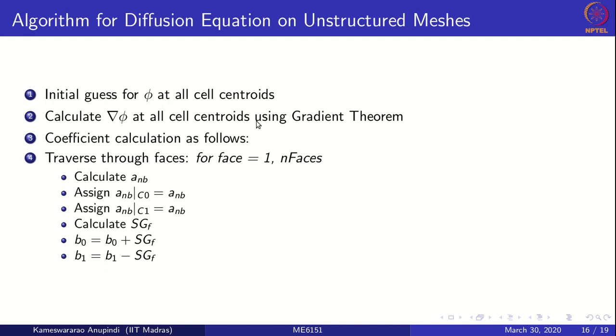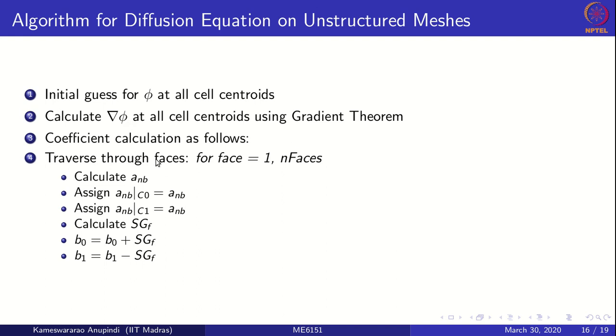So the first step is to guess phi at the cell centroids. Now the second step is to calculate the gradient of phi. Why do we do this? Because we need this in the secondary gradients, we need this in all other terms that might go into B, right? So using either the gradient theorem or the least squares method, you calculate grad phi with the initial guess that you have. Alright, then we calculate all the coefficients.